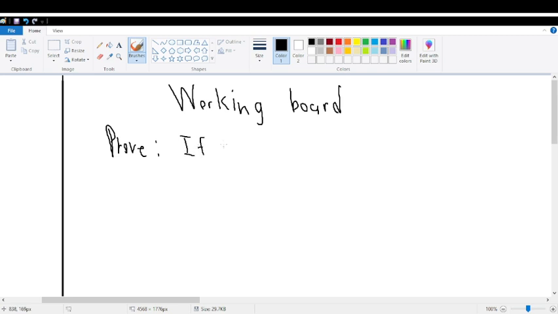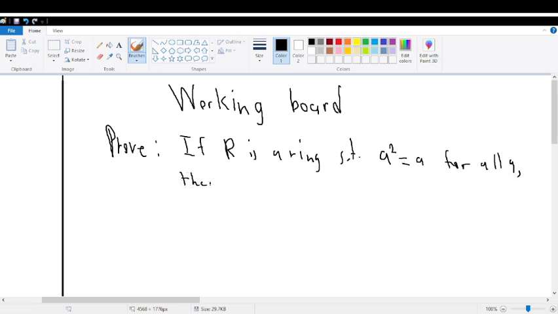if R is a ring such that a squared equals a for all a, then R is commutative.